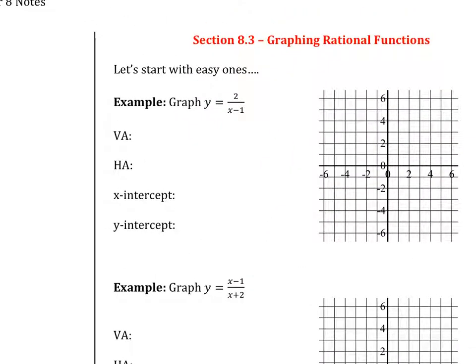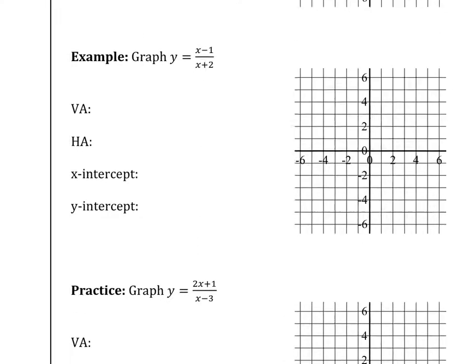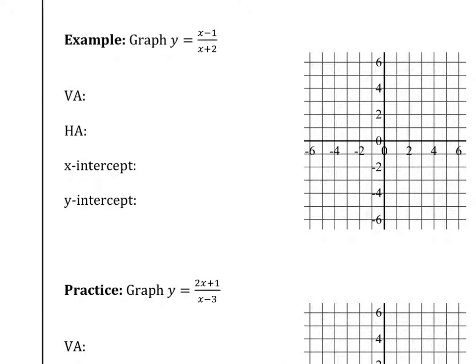All right, let's graph. We're going to skip the first one. The first one's too easy. Let's do the second one. We're gonna analyze as is, and then let's graph it together. So you already know how to do all this stuff. Vertical asymptote, horizontal asymptote, x-intercept, y-intercept, and then we're gonna graph together.